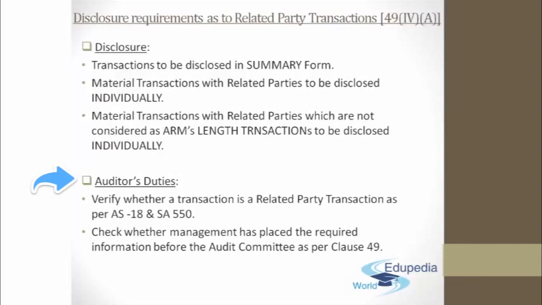You need to verify the transaction being a related party transaction or not, and you need to check whether the management has placed the required information before the audit committee as per clause 49 on their table or not. This was about the disclosure requirement with relation to the related party transaction, the disclosures and your duty as an auditor. I hope you guys got complete clarity on this. Transactions should be disclosed in summary form. Material transactions with the related party need to be disclosed individually, and material transactions with related parties which are not considered as arm's length transactions need to be disclosed individually.